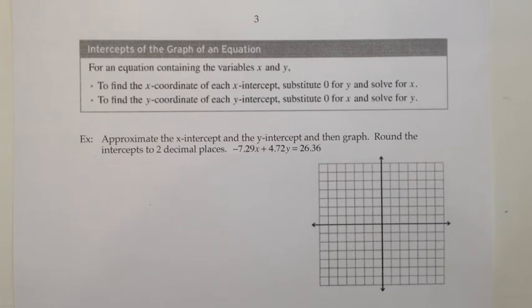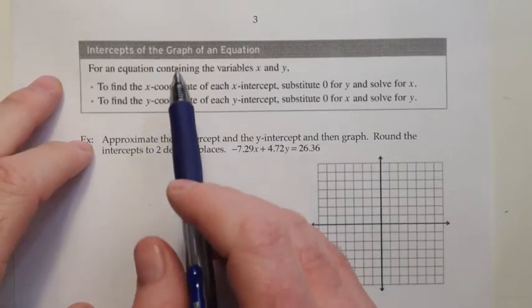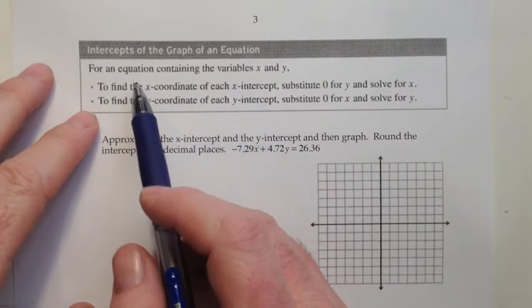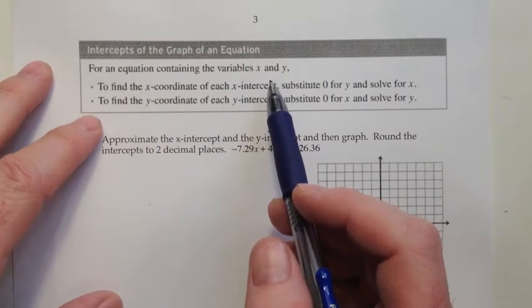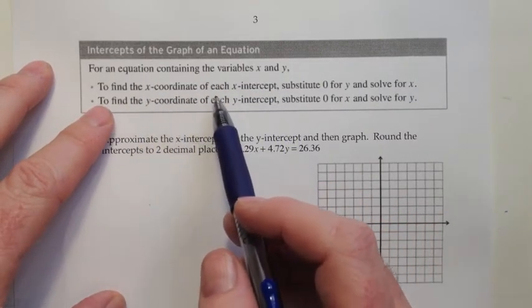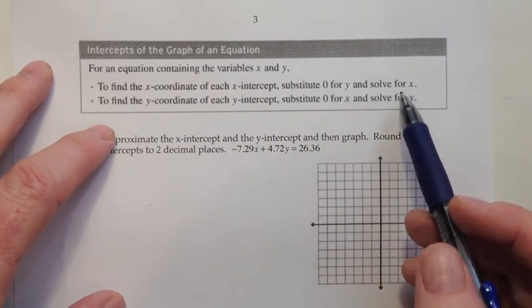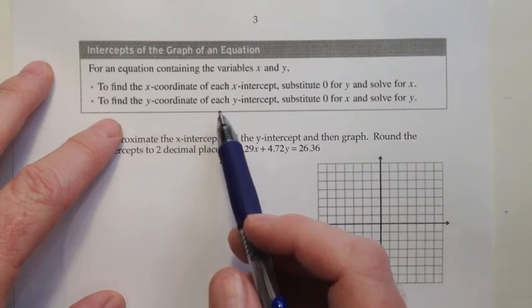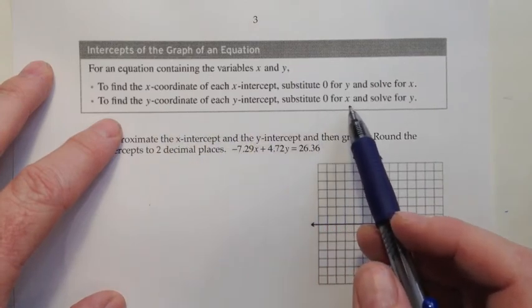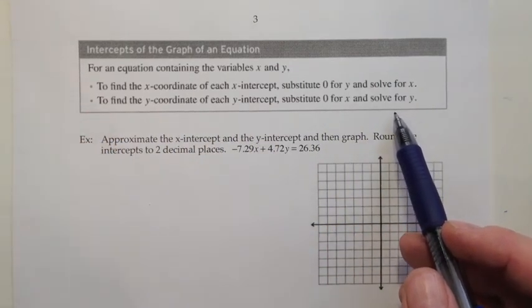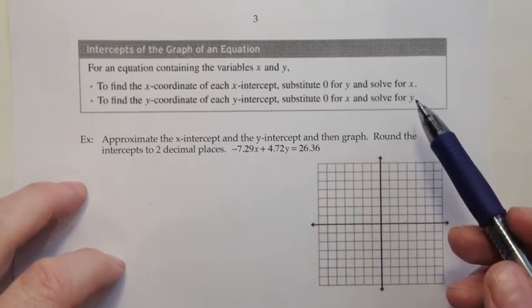So moving to page 3, we just have a summary of what we were looking at on the previous page. The intercepts of the graph of an equation. For an equation that contains the variables x and y, if you're trying to find the x-coordinate of the x-intercept, substitute in a 0 for y and solve for the x. If you're trying to find the y-coordinate for the y-intercept, substitute a 0 for x and solve for the y. And that's what you saw us doing on all those tables on the previous page. So this is just a summary of that.